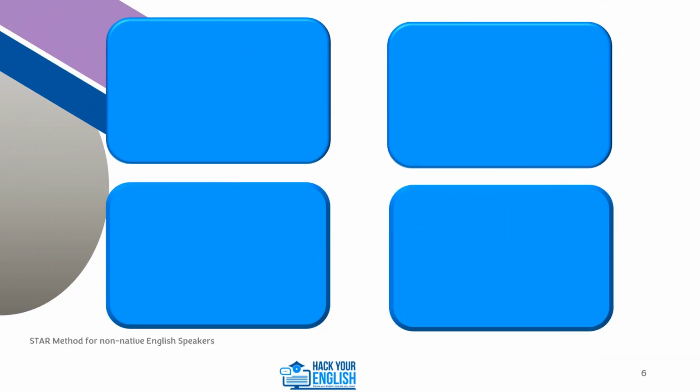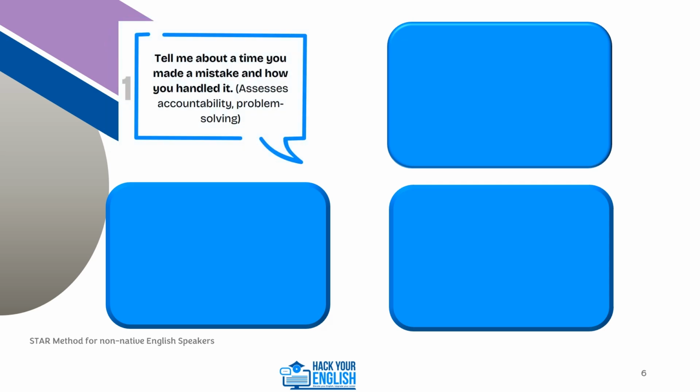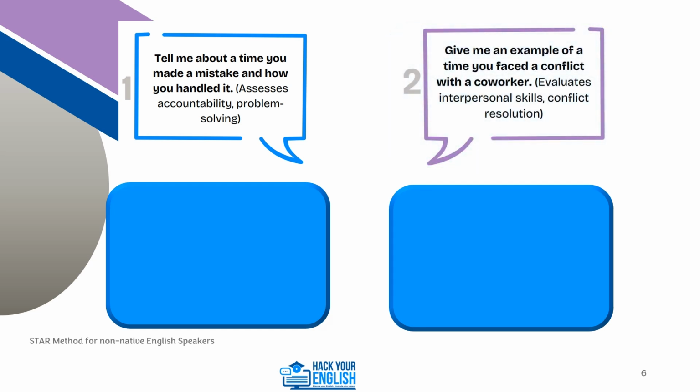I want to show you some examples of behavioral questions that recruiters might ask you. And pay attention to this. Tell me about a time you made a mistake and how you handled it. If you get this question, what the interviewer is trying to get from you is your accountability, your problem-solving skills. Number 2, give me an example of a time you faced a conflict with a coworker. The interviewer wants to evaluate your interpersonal skills and your conflict resolution skills.